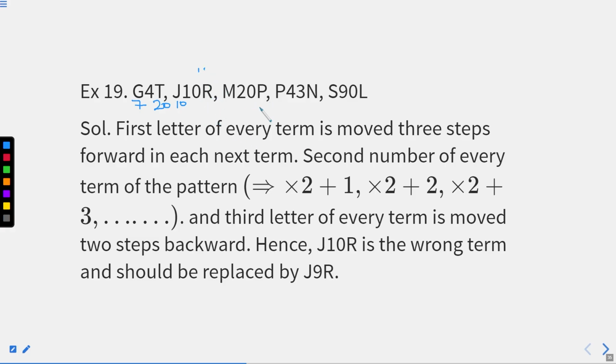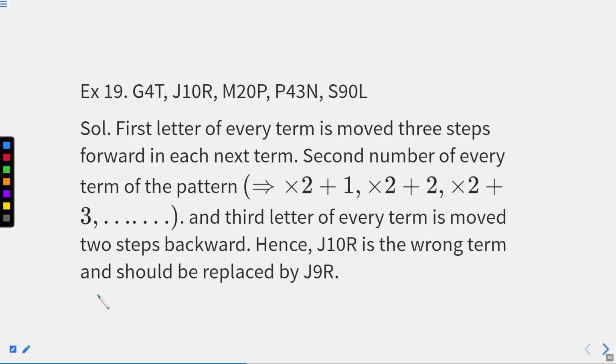Okay, now move to the other part, that is M having a place value of 13. Yes, here what we are getting, the place values. So we can directly read that the first letter in every term is moved 3 steps forward, and in each next term, the second number is moving in the same pattern. The pattern is given as multiplied by 2 plus 1, multiplied by 2 plus 2, multiplied by 2 plus 3, follow the same.